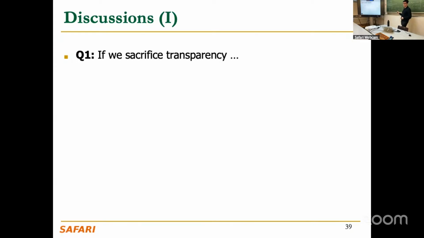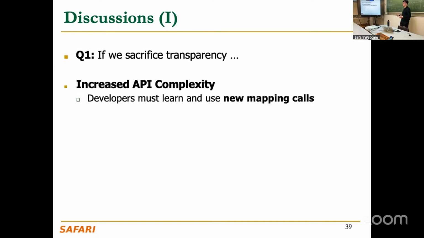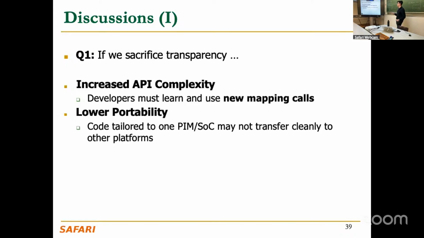Okay, then maybe I'll show you my first idea. Of course, the API complexity increases, right? Because the developers must learn and use new mapping calls, and we have to devise more complex interfaces. The question related to low portability is that if you break this transparency, the code has to be more tailored to a PIM SoC combination, and this may not transfer cleanly to other platforms. Remember, in the background, I showed those chunk layouts, and those squares of size 8 × 128 bits. Those were HBM-style PIMs.